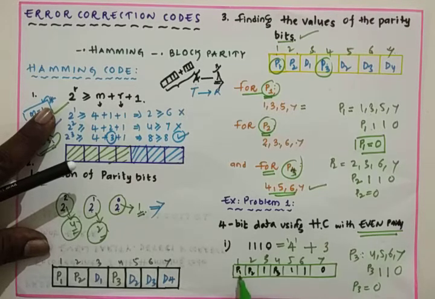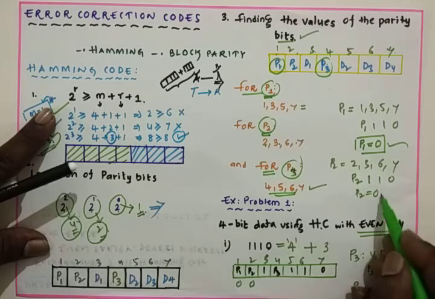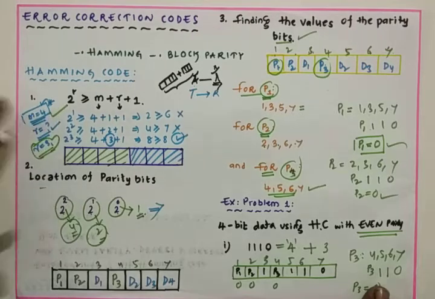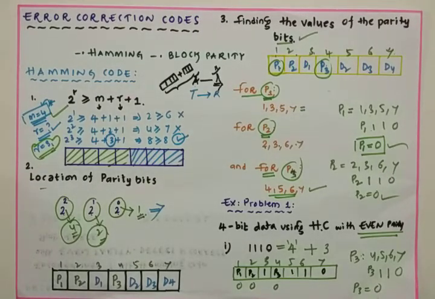Now you can write: P1 is 0 we got, P2 is also 0 we got, P3 is also 0 we got. Like this we can construct the Hamming code. This is the Hamming code for the 4-bit binary data. For the 4-bit binary data, we have to add the 3 parity bits.